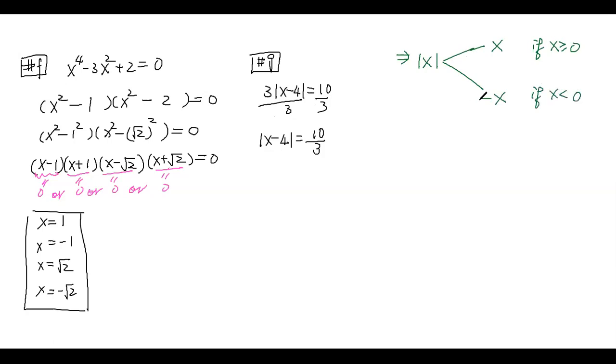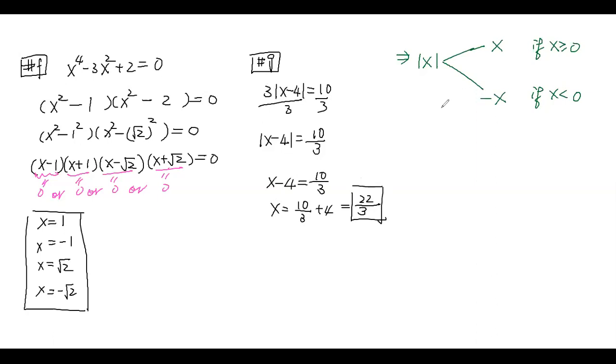It always has 2 ways, right? It's greater than 0 or it's less than 0, right? So now let's take a look at how we break it. So it will be itself. So it's x minus 4 equal to what? 10 over 3. So x equal to 10 over 3 plus 4. So it will be 22 over 3. That's one of my solutions.